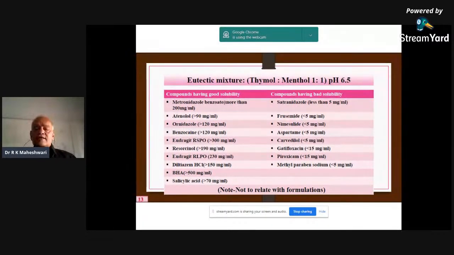One thing again, not to relate with formulation. Again, please take it carefully. These are just the proof. Similarly, if you take thousands of compounds and see the solubility in this eutectic liquid, some of the compounds will fall in the left-hand column and some will fall in the right-hand column. So you can say this eutectic liquid has good solubilizing power for some solutes, left-hand column, and bad solubilizing power for other solutes, right-hand column. In this way, it has been proved that this eutectic liquid is a solvent, although it contains two solids, menthol and thymol. So this means it has got solvent character.